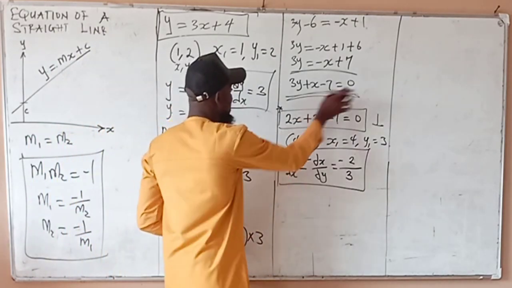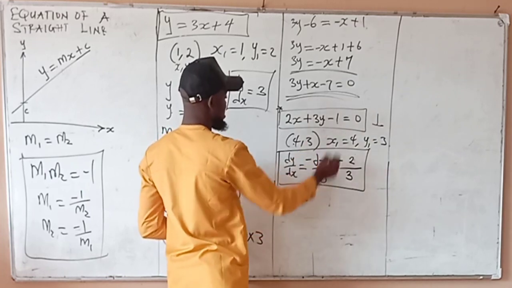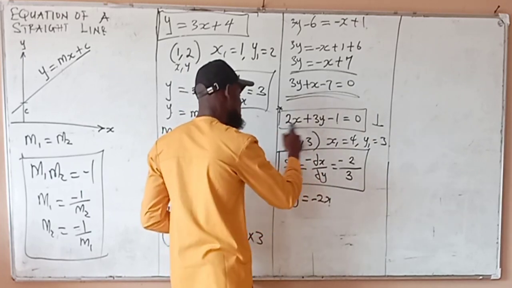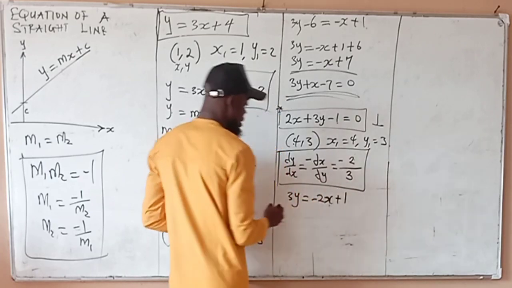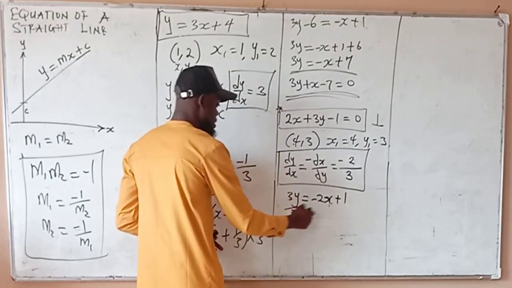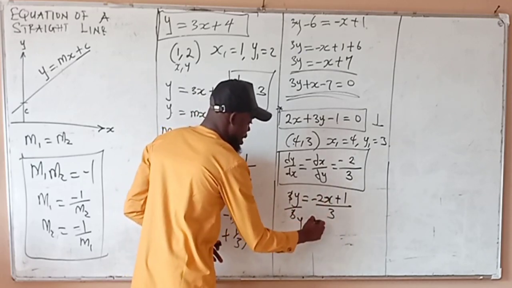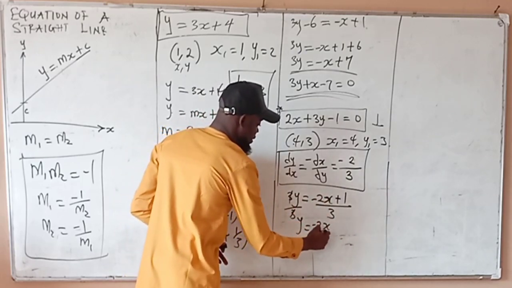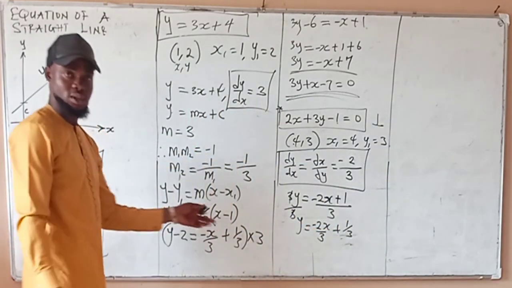How do you do it? Move x and the other one to the other side. You have 3y is equal to minus 2x, because this expression becomes negative when moved, then move the 1 as plus 1. Next thing, divide by 3, divide here by 3. So we cancel this. y will be equal to minus 2x divided by 3 plus 1 divided by 3. That's what I'm going to have.